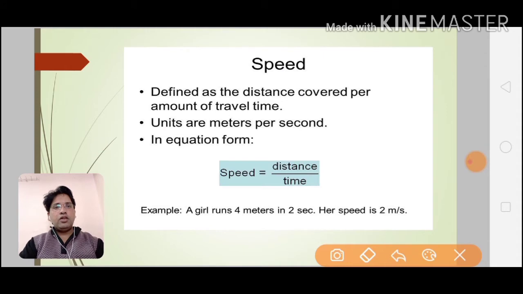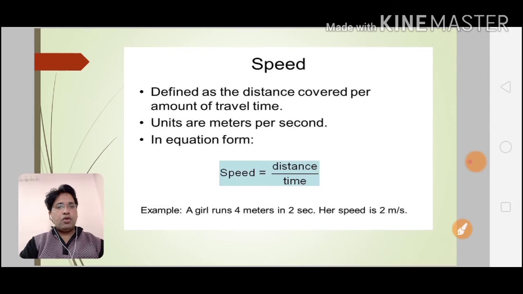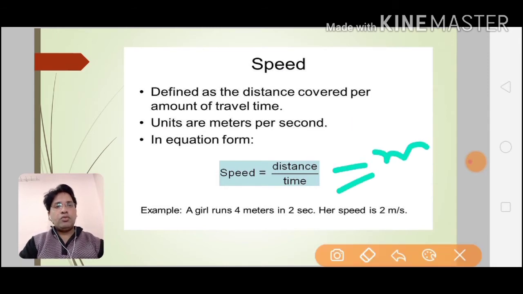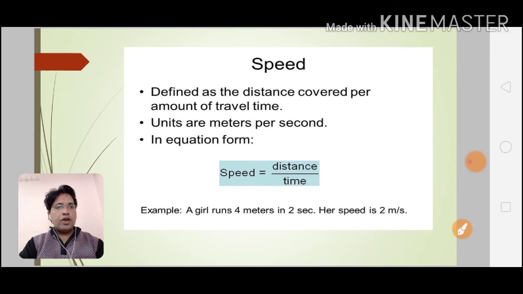Speed is defined as the distance covered per amount of travel time, or in simple words, the distance per unit time. The SI unit of speed is meter per second, and the formula is distance divided by time. To derive the SI unit, distance is measured in meters, whereas time is measured in seconds, so we get meter per second. For example, a girl runs 4 meters in 2 seconds, her speed is 2 meters per second. I hope you are understanding.